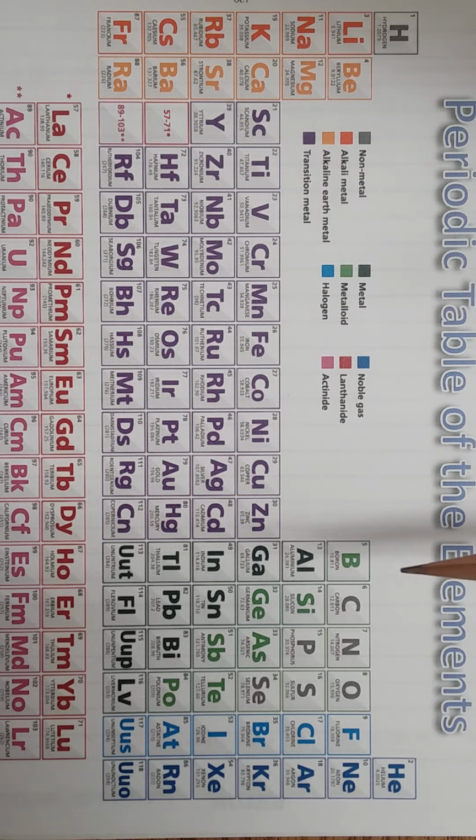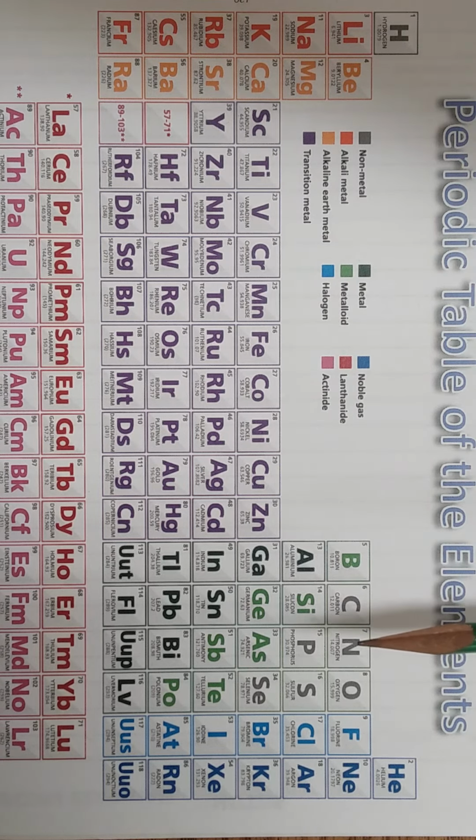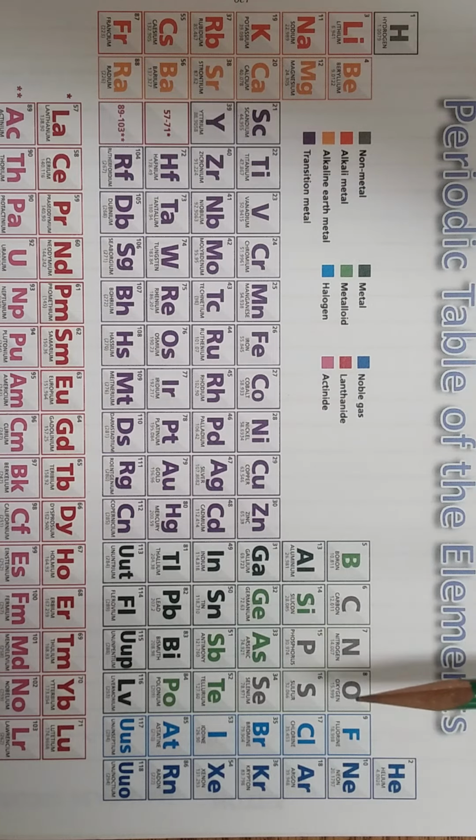Next, we have these columns over here. These columns go by the name of the top element in the column. So for example, this is the boron group. This column is the carbon group. This column is the nitrogen group. This column is the oxygen group.